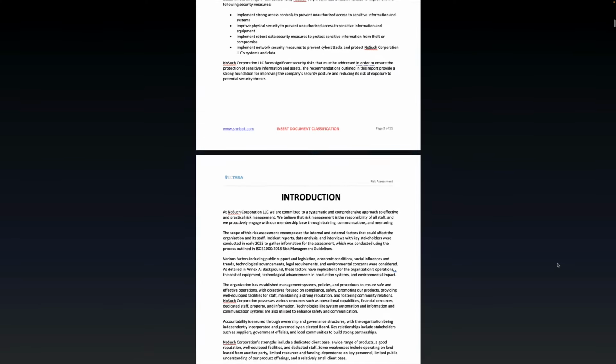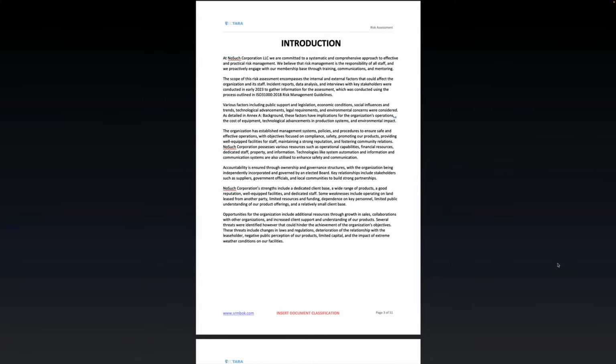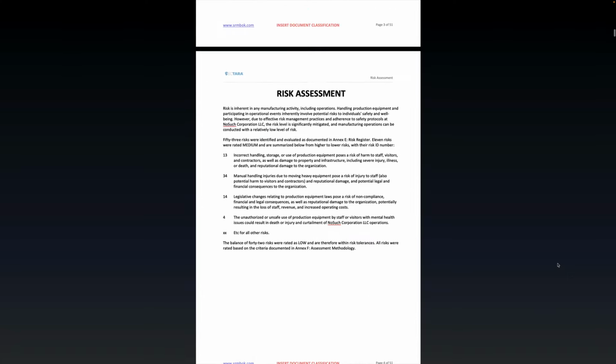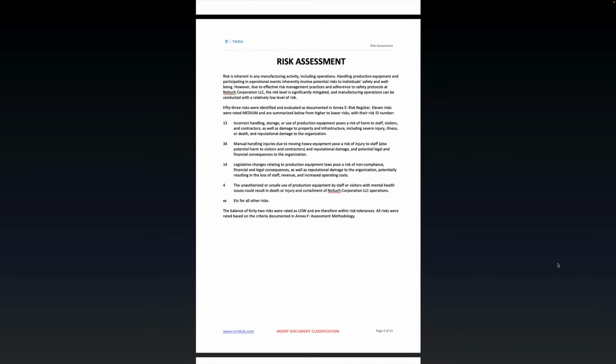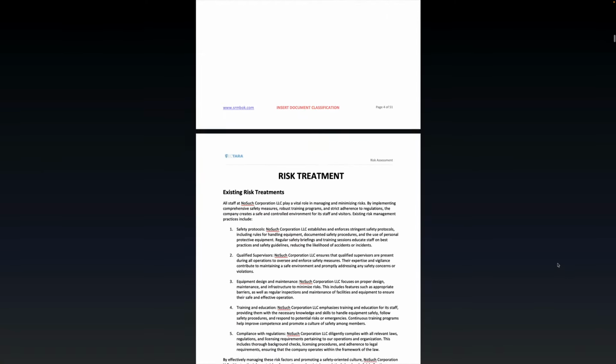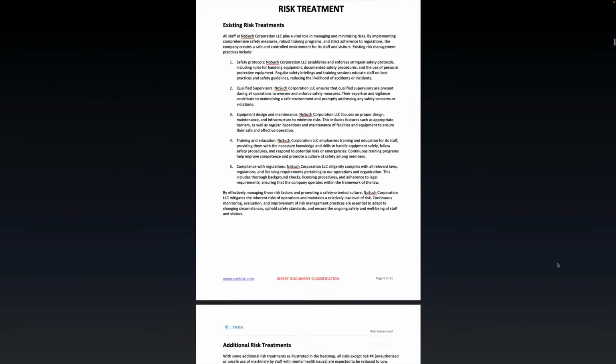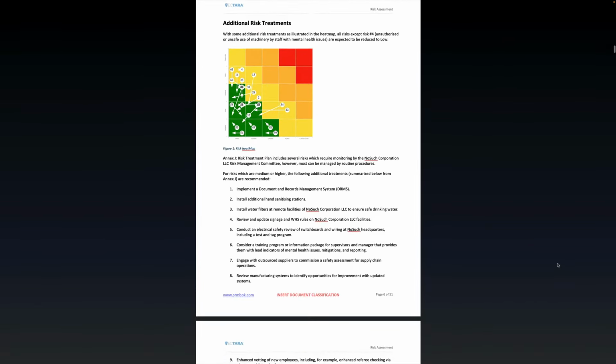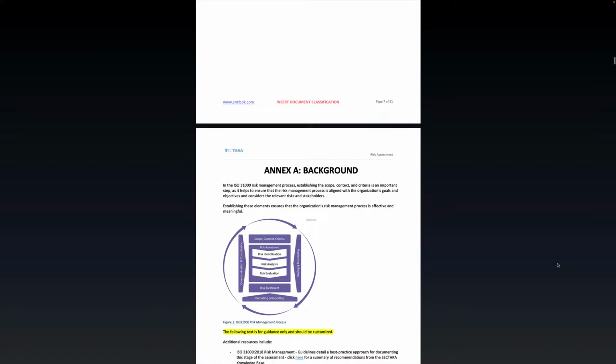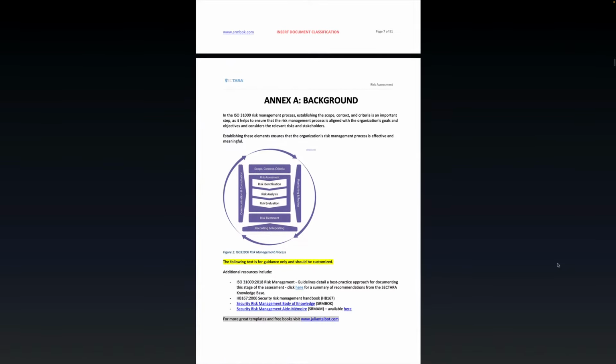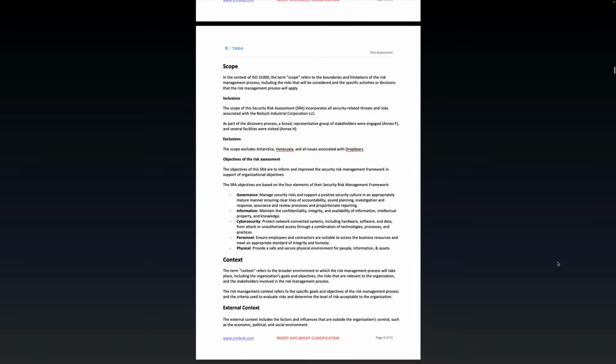There's a sample of an executive summary, even a fictional introduction, looking at presenting the risk assessment as a short piece of work that people can read, then the risk treatments, talking about the additional risk treatments, and then finally the annexes start getting into the background, which is where it goes through things like scope and context.